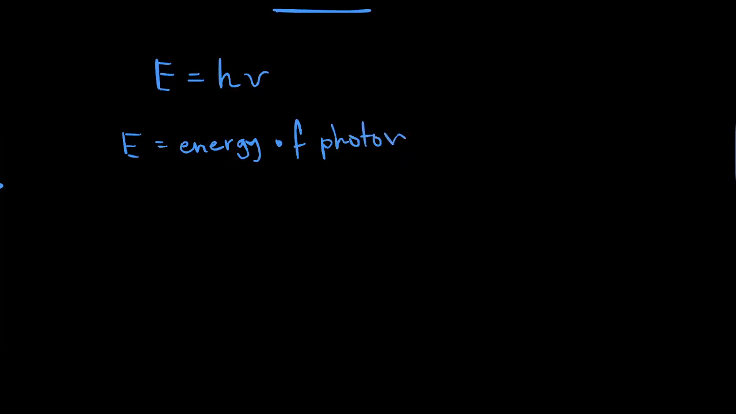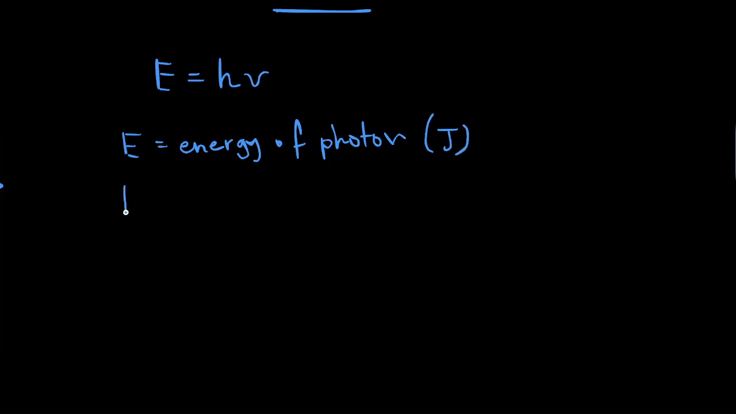The core formula that you need here for photon energy is E equals h times nu. Here, our E is simply the energy of the photon, and this is going to be in units of joules.